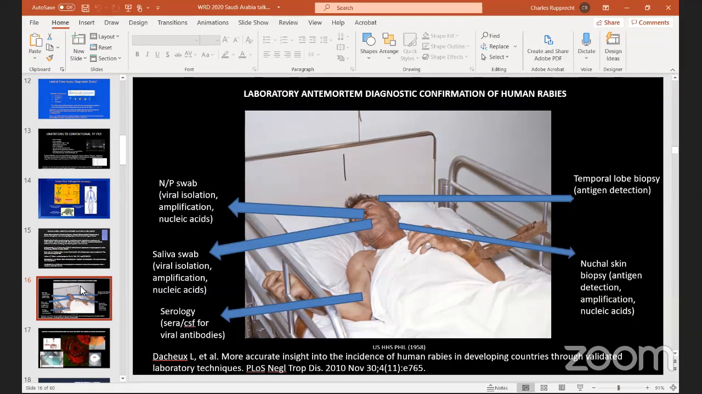So recognizing that late in the course, that'll be by the time the patient presents, we can look for antibodies in the serum, both to the inner nucleoprotein as well as virus neutralizing antibodies, as well as in the CSF, regardless of vaccination status. In addition, we can look for viral antigens if we do a temporal lobe brain biopsy through the DFA, or full thickness skin biopsy through the nape of the neck, or we can use saliva either for virus isolation or for amplification. So these are the major sources and the major tests that we're looking for in antemortem diagnostics to be able to come up with a definitive diagnosis.